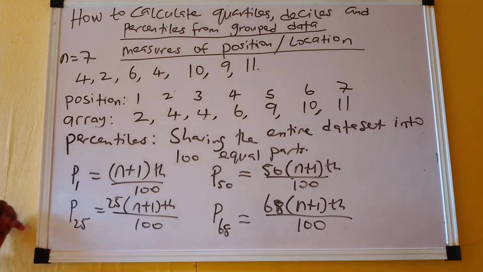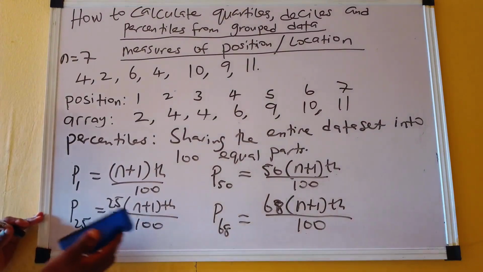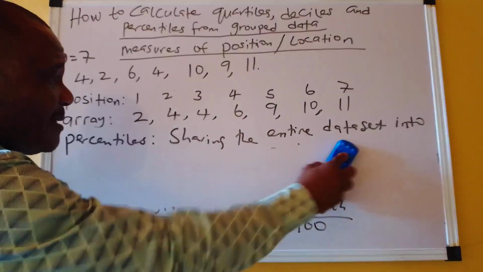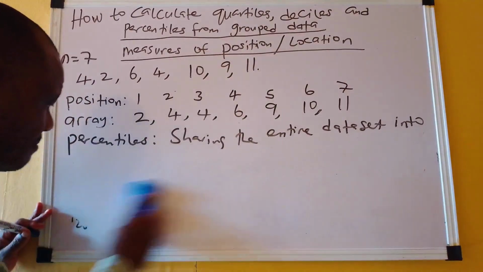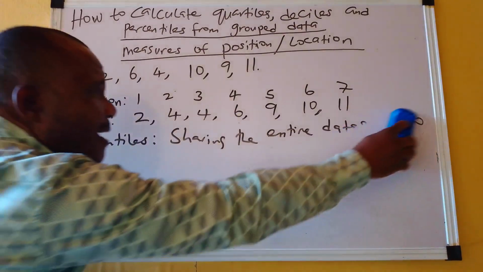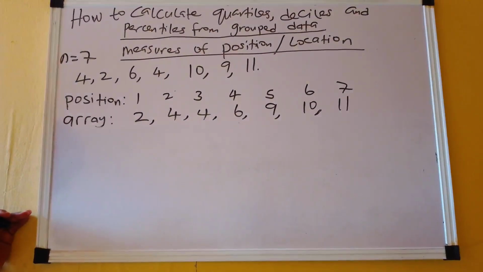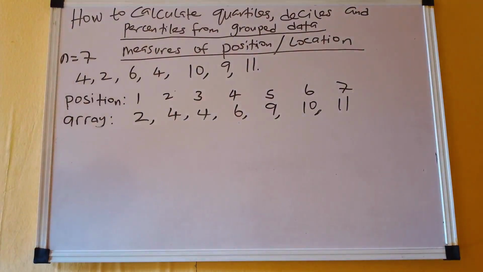So I want to start now by calculating some percentiles. Then we look at the inter-percentile range and the semi-inter-percentile range. We calculate 1 or 2 or 3 percentiles. Then we'll look at how to calculate the inter-percentile range and the semi-inter-percentile range.